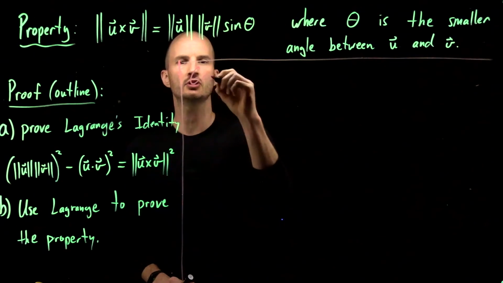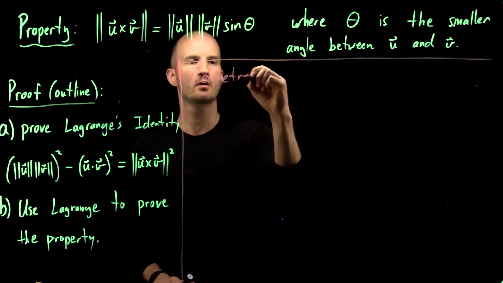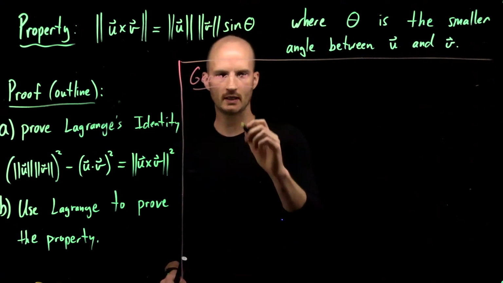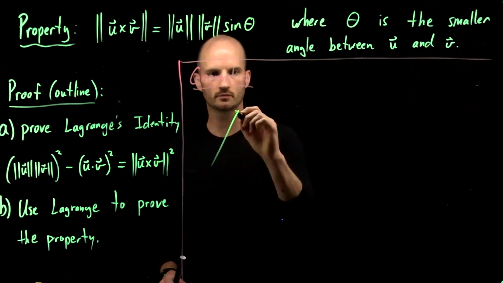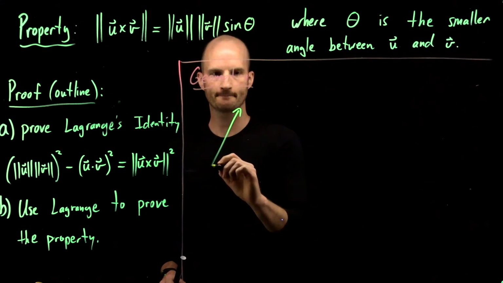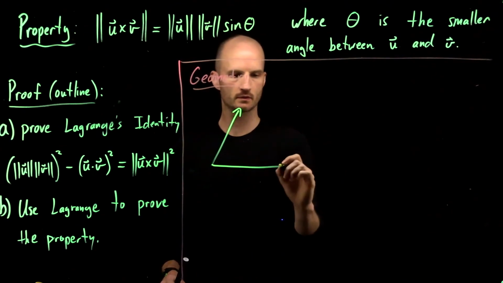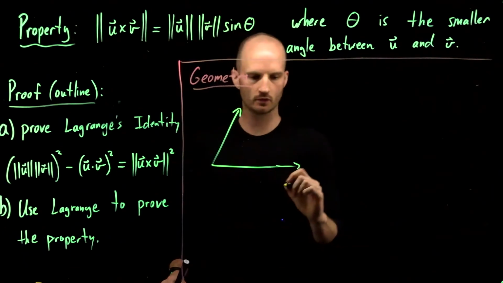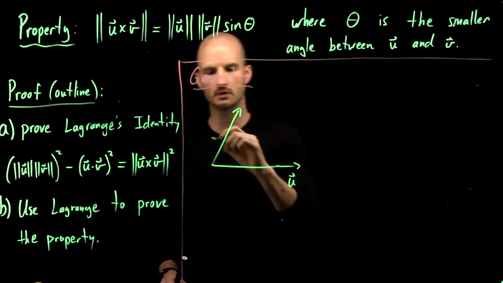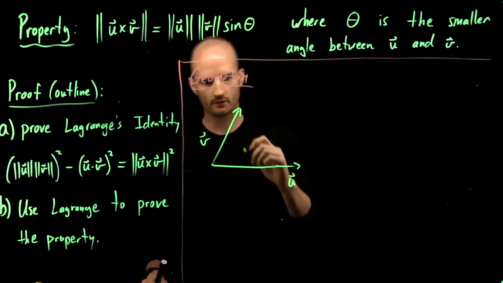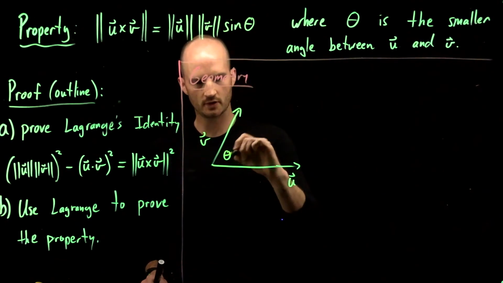So we'll say geometry. I want to look at this picture. Let's go like this. So let's say this is u, and we'll say this is v. In R3, of course, we've got the angle theta here.